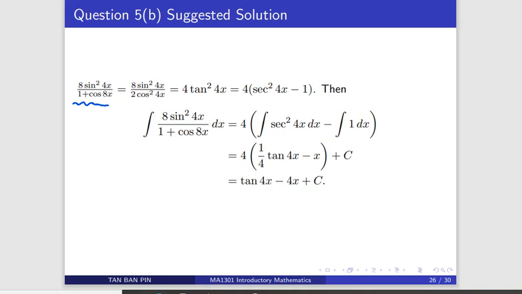In this question, we want to integrate 8 sine squared 4x over 1 plus cosine 8x. For this type of question, we need to do simplification, and you will need the formula for cosine 2a. You know that cosine 2a is actually 2 cosine squared a minus 1. It's also the same as 1 minus 2 sine squared a.